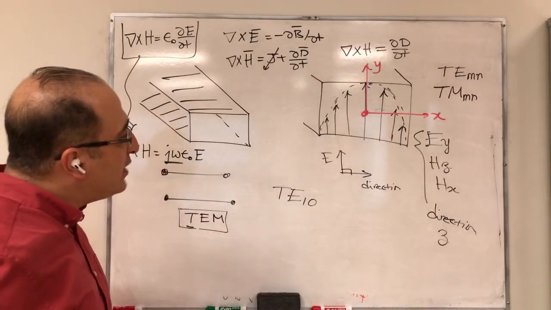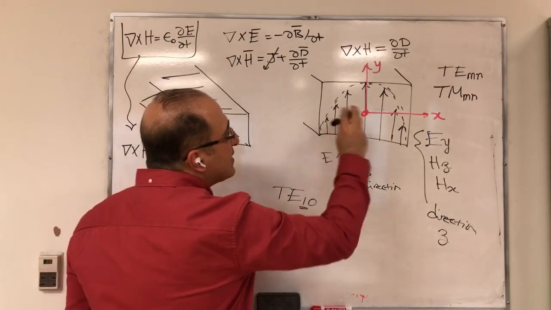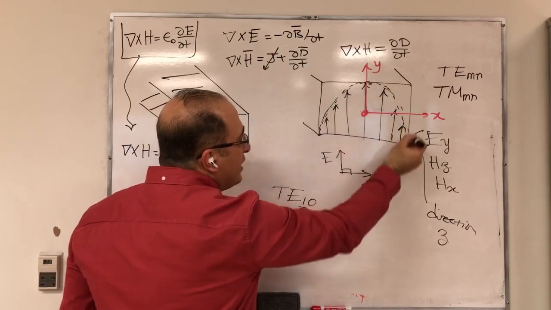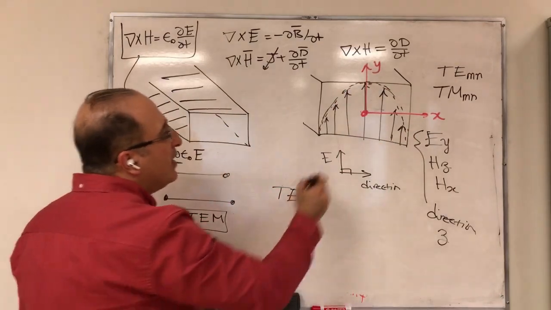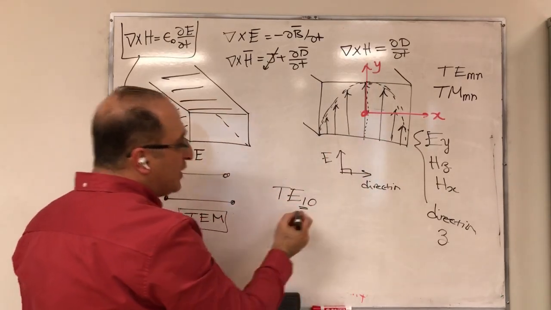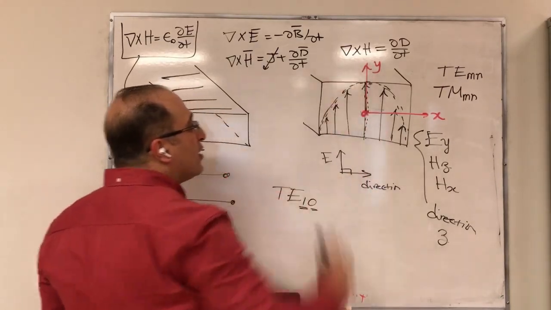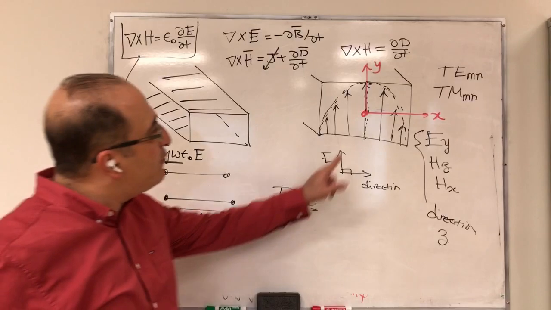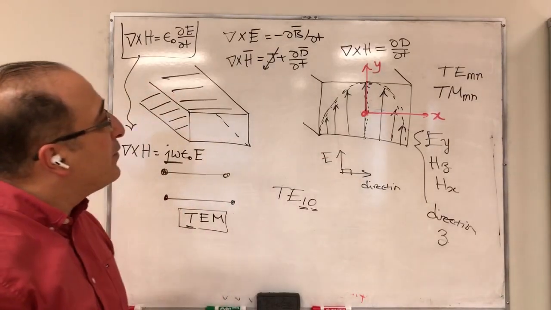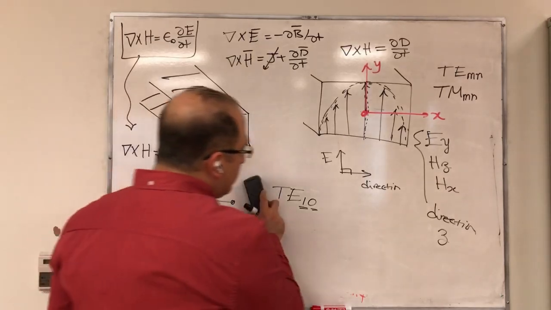It's TE10. The reason to have one here is that if you look at in the X direction, you see that you have one peak here. So you have one peak, and that's the reason for having this one. And if you move along Y direction, you see no change. So that's the reason for having 0 here. It's actually uniform if you move along Y direction. So this TE10, it's my fundamental mode for this waveguide.